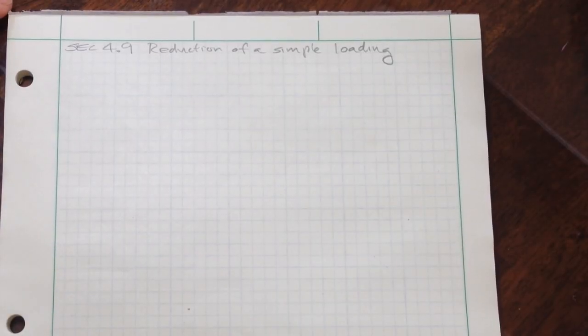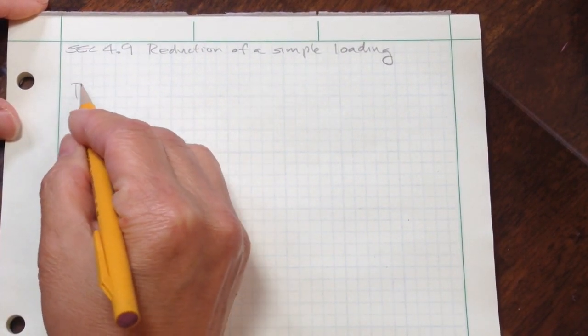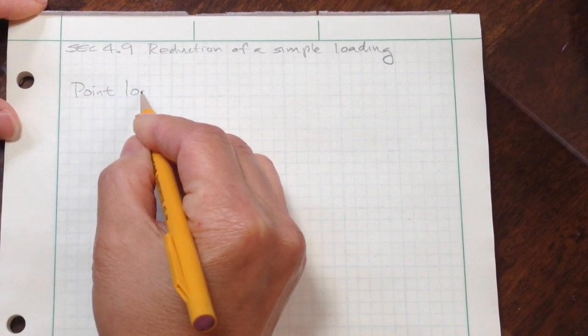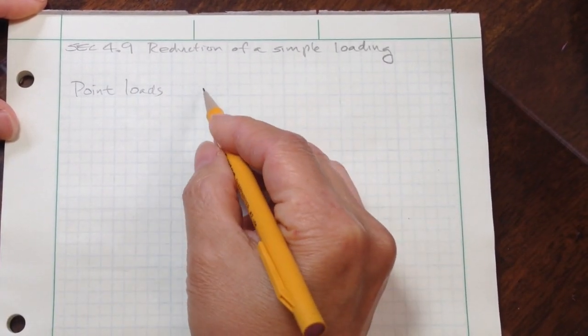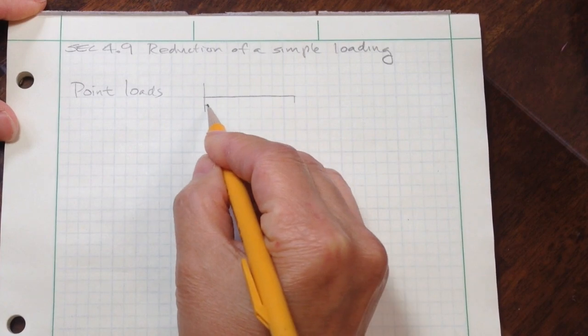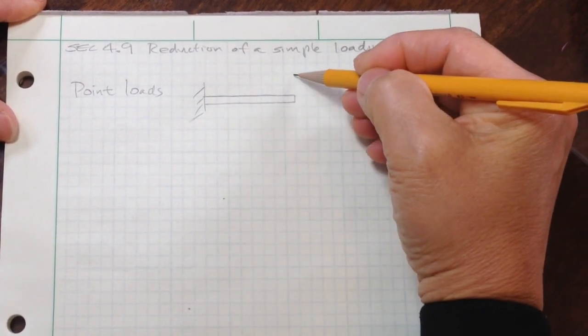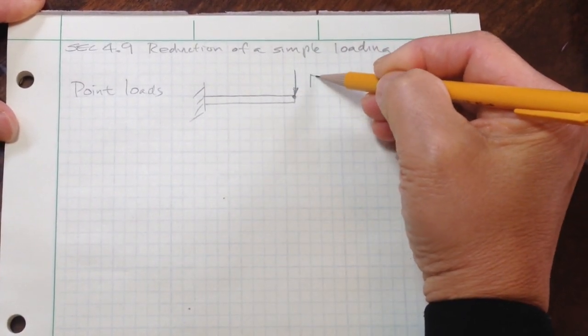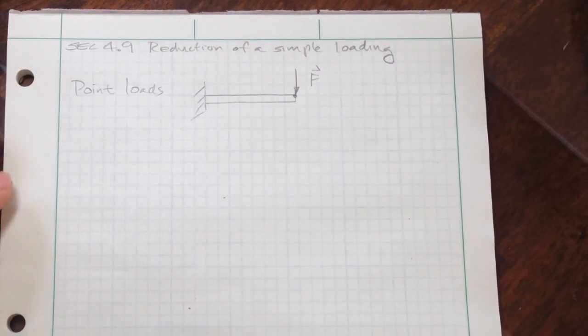Section 4.9 has to do with reducing a simple distributed loading. So far what we've done is we've looked at point loads. And point loads are, let's say you have a structure, a beam, and you apply a load at a point. Okay, so that's a point load.